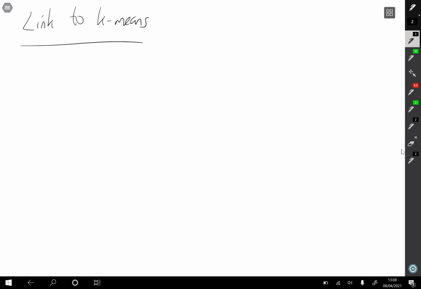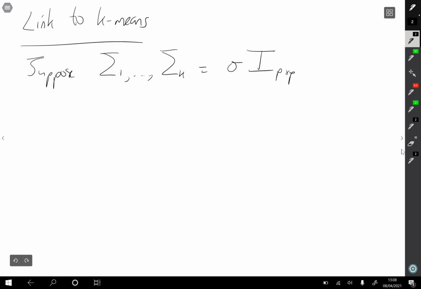So let's consider the case where, let's suppose, we're going to fix sigma 1 up to sigma k to be just some multiple of the identity matrix. So all the clusters are going to have the same variance. Well, what's our maximum likelihood rule then?